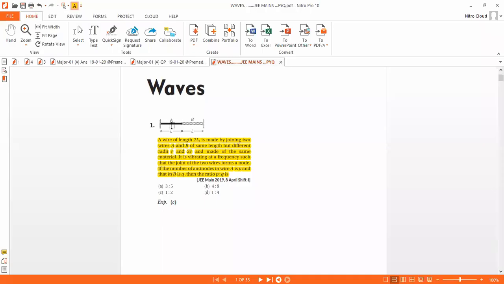Here we have two wires of length L and different radii. A node is formed at the joint of the two wires, that is here. If the number of antinodes in wire A is P and that in wire B is Q, we need to find the ratio P by Q, or P is to Q.